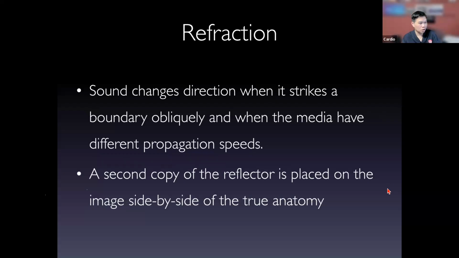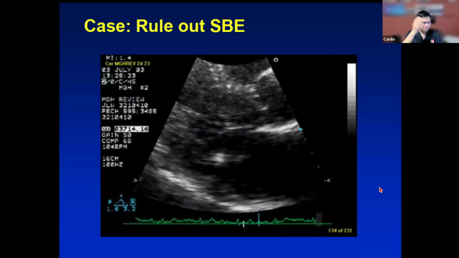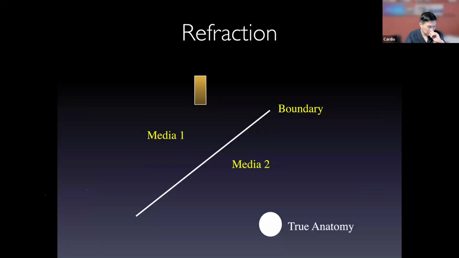Okay, so then there are also refraction issues. Sound changes direction when it strikes a boundary obliquely and when the media have different propagation speeds. A second copy of the reflector is placed on the image side by side of the true anatomy. This is equivalent to putting a pencil through the water, one of the physics things that you learned in high school. The true anatomy should be here, but because the media is of a different density, you actually see the anatomy at a different location.